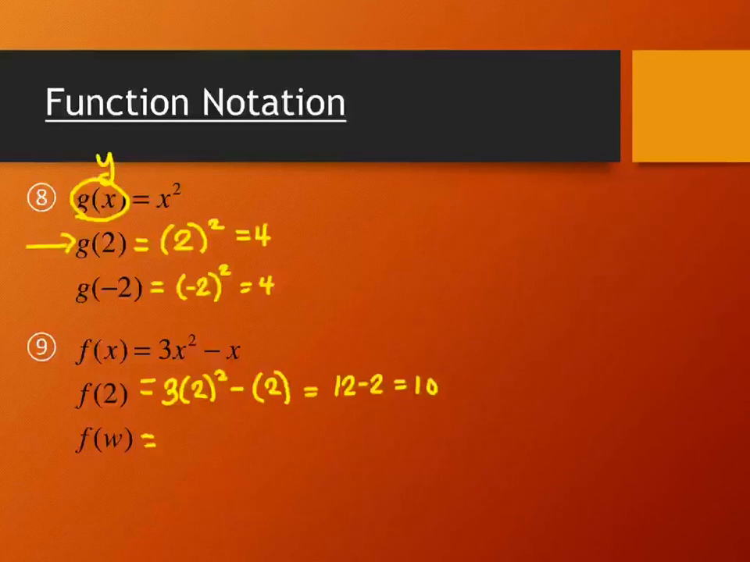Now notationally, the last piece on the screen, f of w, is like the simplest thing ever to do. Because it means replace the x with w. And not only that, because it's just another letter as opposed to a number, I can't simplify anything. That's great. So I replace the x with w. I have 3w squared minus w. Okay? So function notation is just shorthand telling you replace the x with, and then it tells you what it's with.